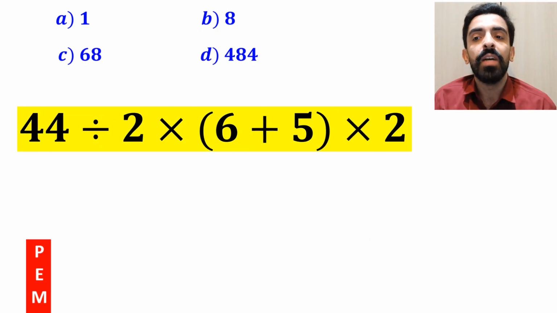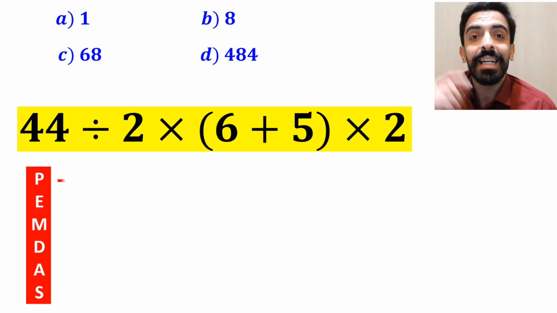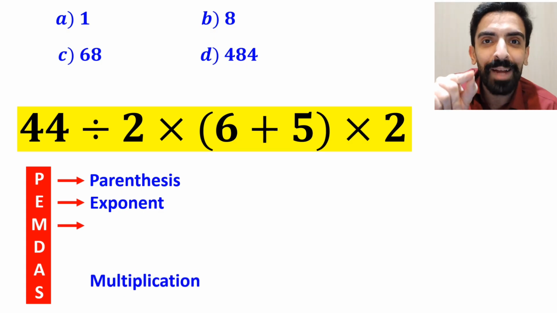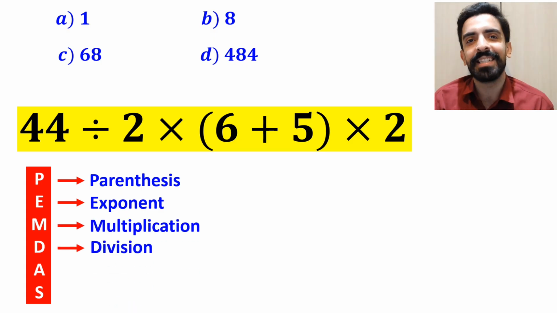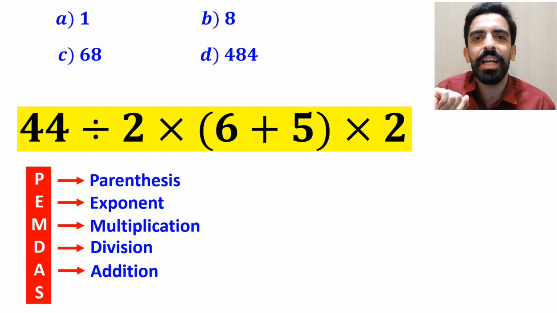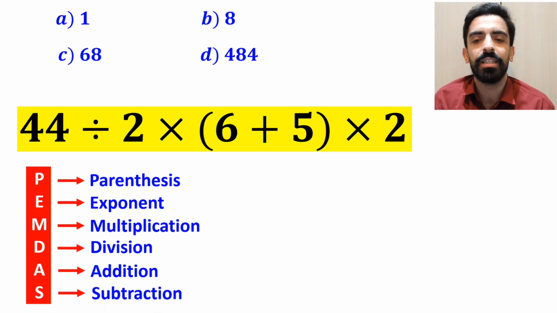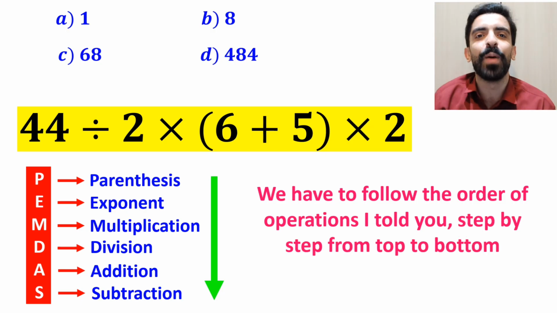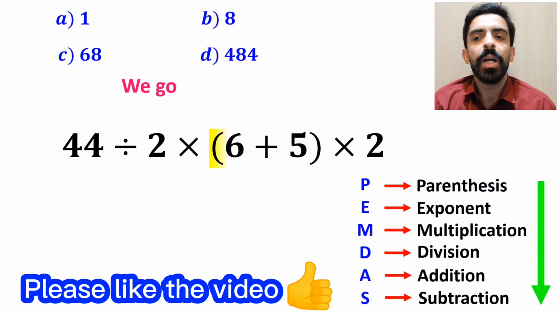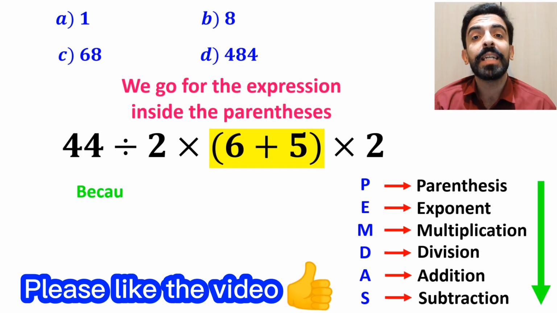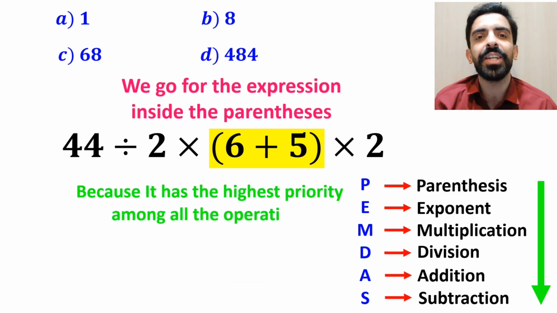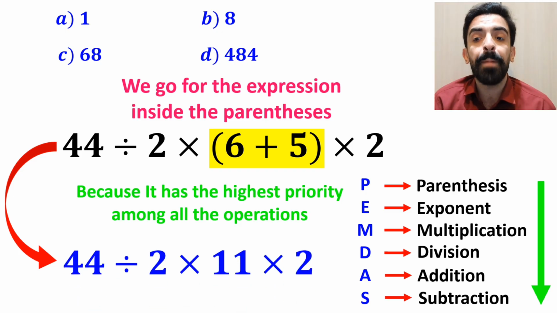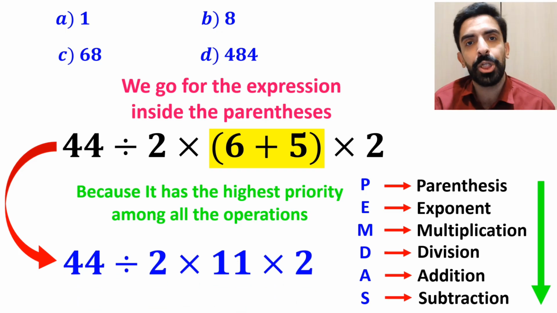To solve this question, we must follow a rule that is called PEMDAS. In this rule, P stands for parentheses, E stands for exponent, M stands for multiplication, D stands for division, A stands for addition, and S stands for subtraction. We have to follow the order of operations I told you, step by step from top to bottom. Okay, in the first step, we go for the expression inside the parentheses because it has the highest priority among all the operations. So, instead of this expression, we can write 44 divided by 2 times 11 and times 2.